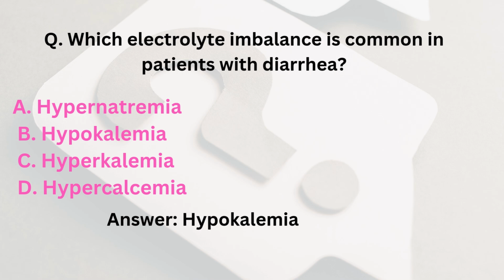Why are the other options incorrect? Hypernatremia is high blood sodium levels, which is less common in diarrhea. Hyperkalemia is high blood potassium levels, which is not associated with diarrhea. Hypercalcemia is high blood calcium levels, which is also not associated with diarrhea. Hence the answer is hypokalemia.